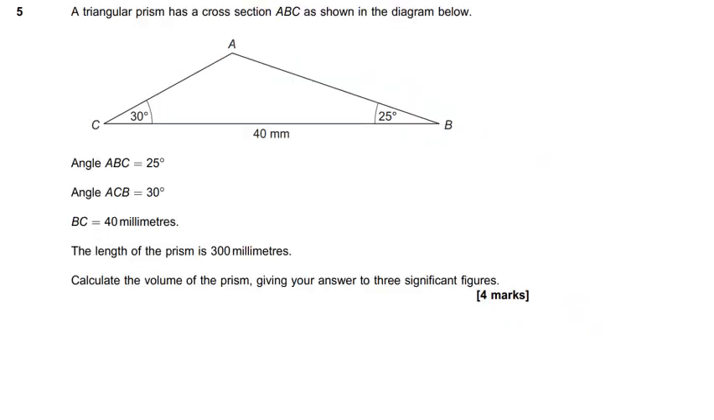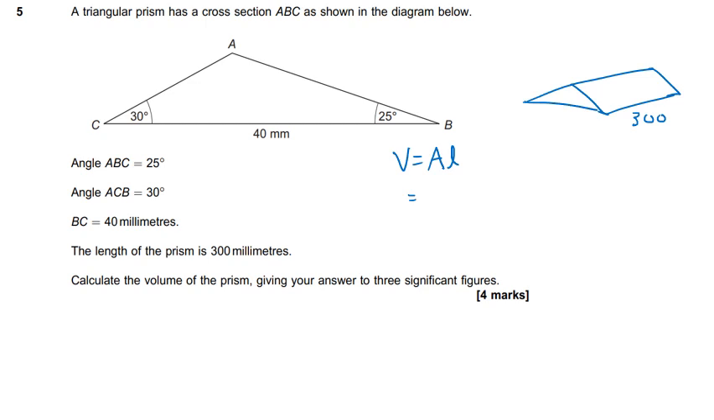Question 5. A triangular prism has this cross section shown. We're told some angles, one of the sides, and we're told the length of the prism is 300. So just to draw a little picture, so we've got this. So this side is 300, and we've got the rest of the information. So we want to find the volume of this. We know that volume, for any prism, is the cross-sectional area times the length of it. So what's the area of this triangle?